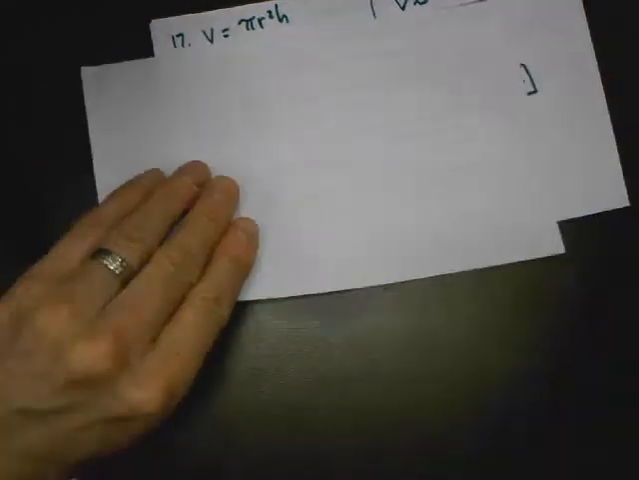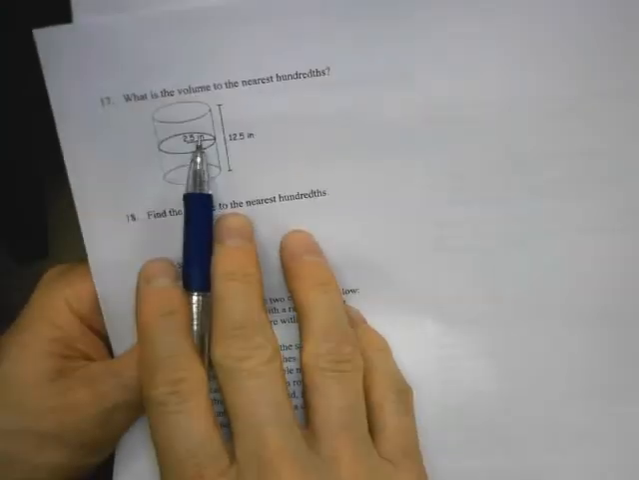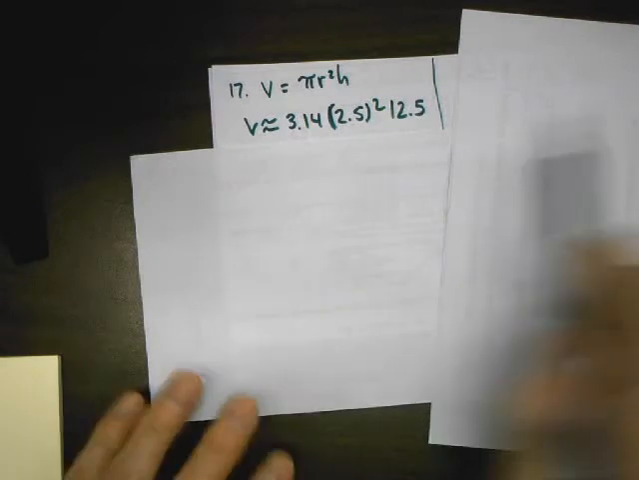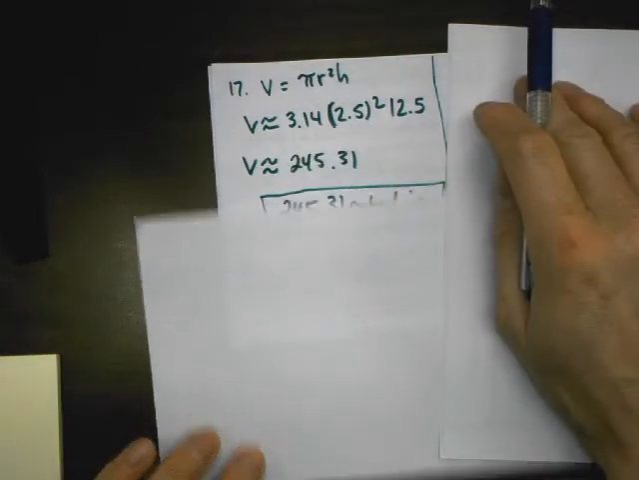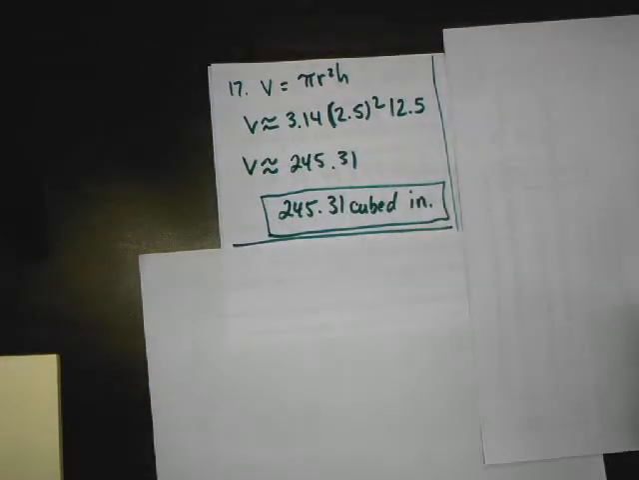So for 17, we have a cylinder. And they're trying to trick you by putting the radius down here, but it's the same thing. Just put it up top. So all we're doing again is pi r squared h. Make sure you do this part on your calculator first. And the answer is in cubed units. You guys pause the video and try that. Make sure you get what I got.